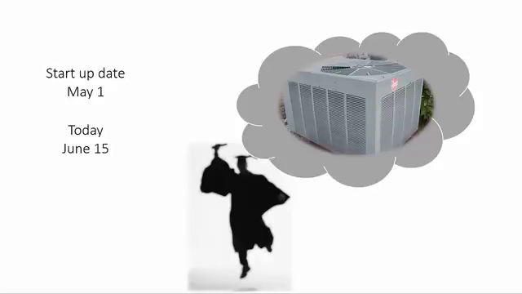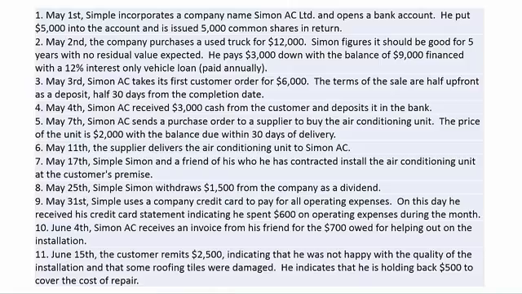Today is June 15th, and Simple needs financial statements for the month of May so that he can take them to the bank to arrange a line of credit to grow his business. Simple Simon provides us with a list of 11 transactions that have happened so far. We will work through each of these transactions applying the first two steps of our approach in this lesson.